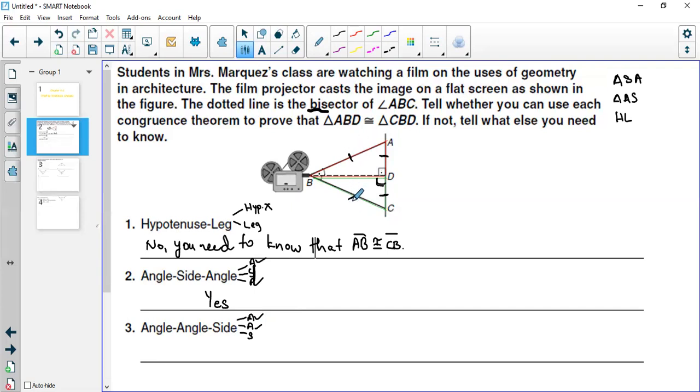It can be the non-included side. But BA, they did not give us any information. This is what we marked. So I'll erase that off. We marked that part because we needed the information, but they did not give us. So forget about the things which they didn't give you. But by the bisector, we could say AD is equal to CD. So this also we found. So there is a non-included side given. So you can say yes, angle side angle we could use.